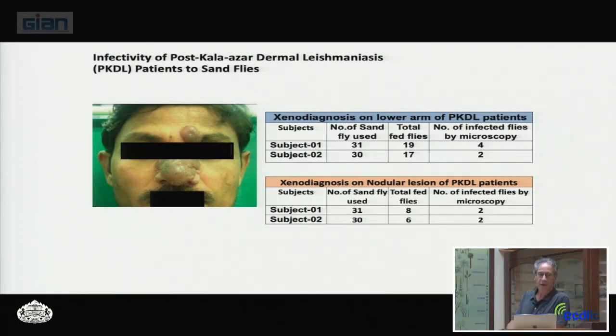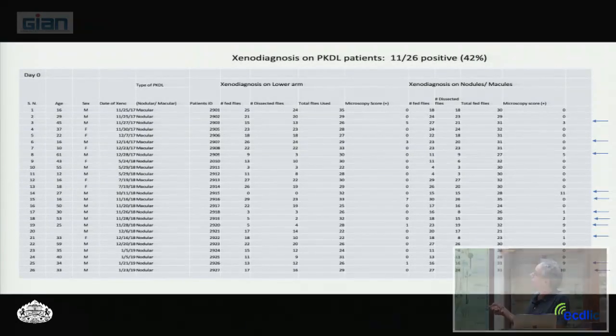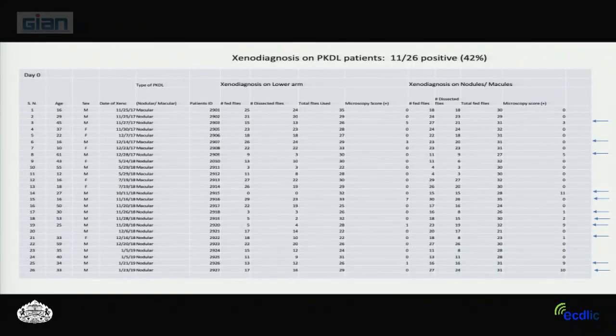Those were just 2 subjects, but in fact they've done 26 more now, and I only got this data a few days ago, so I haven't had time to put it together. These are 26 PKDL, some nodular, some macular. 11 of 26 were positive to flies, so these were the ones transmitted to at least 1 fly. And in this case, the nodular lesions were more efficiently transmitting to flies than the macular lesions. Okay? So it is interesting that not all the PKDL patients transmitted, but certainly a high percentage of them did.